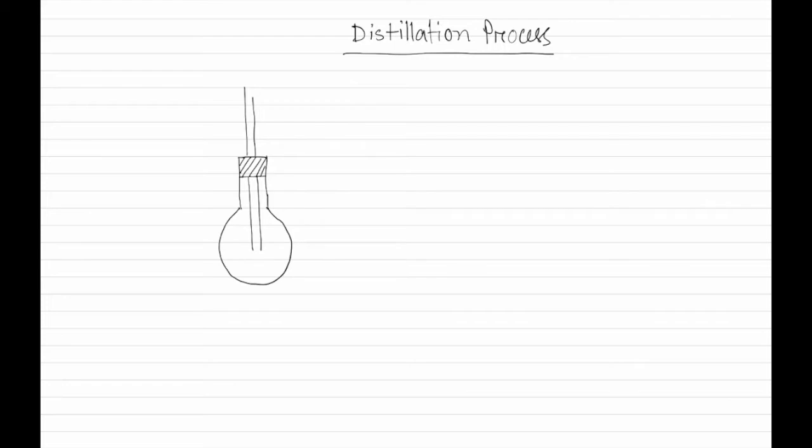This tube is generally known as the delivery tube because it transfers from the pitcher to another part of the distillation process. It transfers gaseous substance and liquid substance with the help of this tube. It's a glass tube, a narrow glass tube, or you can say the delivery tube.